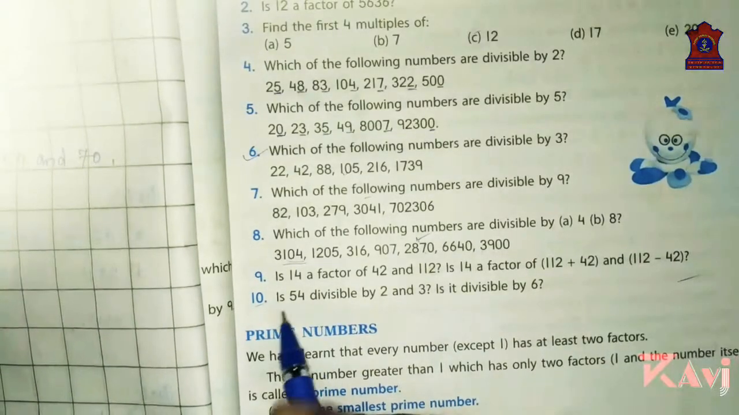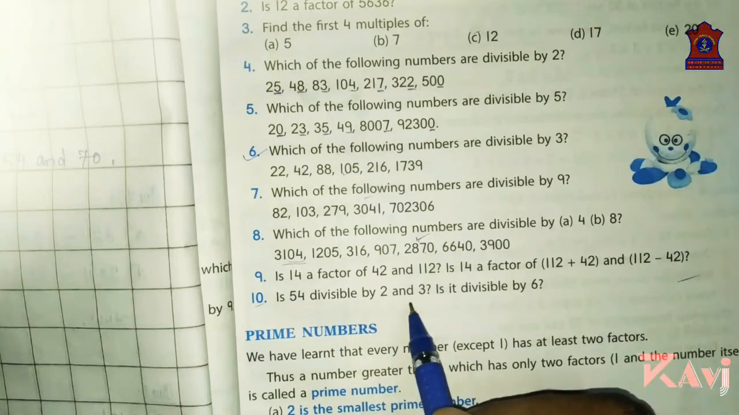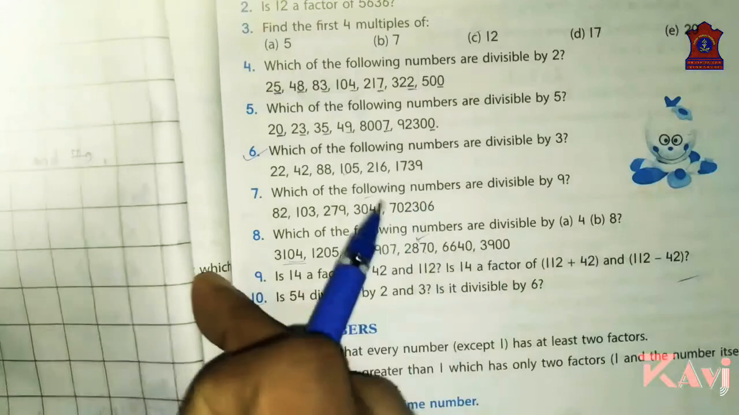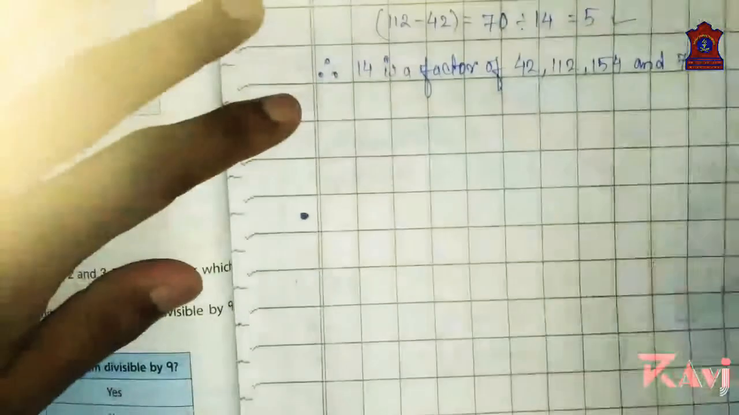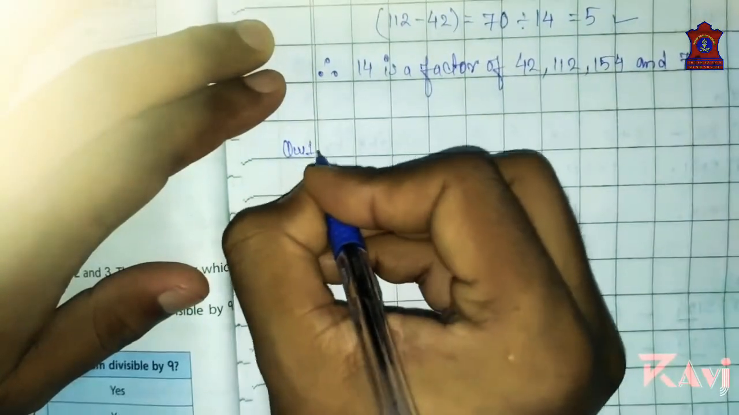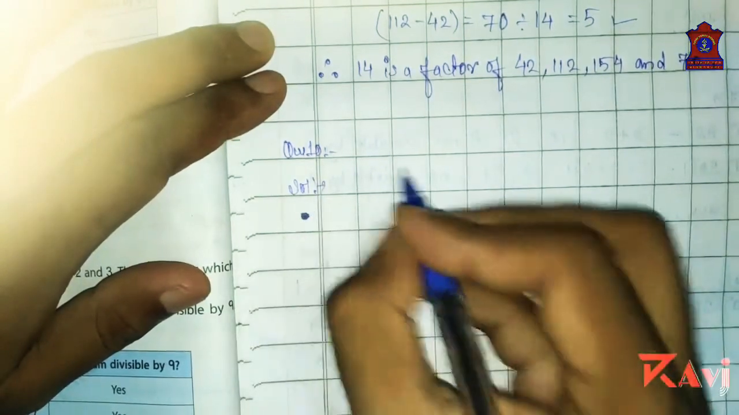Okay, now look at question number 10. Is 54 divisible by 2 and 3? Is it divisible by 6? Okay, look at this question. Question number 10. Solution. Check.